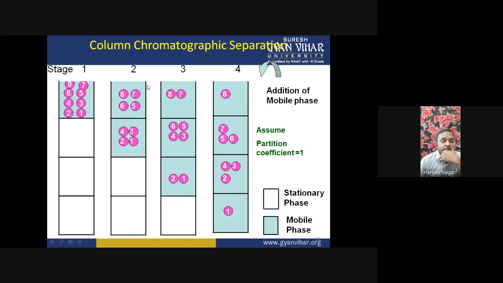Column chromatography. HPLC is also a column chromatographic technique, but it is not an open column chromatography technique. Column chromatography techniques are of two types: one is open column chromatography, and the second is closed column chromatography.